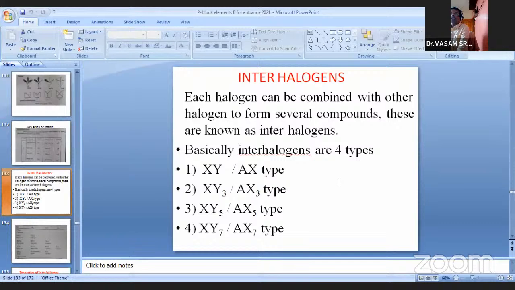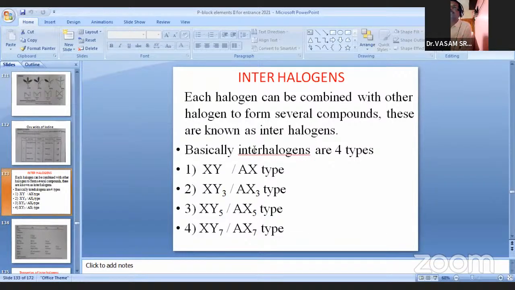And the next one is interhalogens. Very important for competitive examinations. So interhalogens: when one halogen interacts with other halogens, it gives interhalogens. Usually, other group elements interact with a halogen to give a halide. But in this case, both are halogens. One halogen interacts with the other halogens, giving interhalogens.